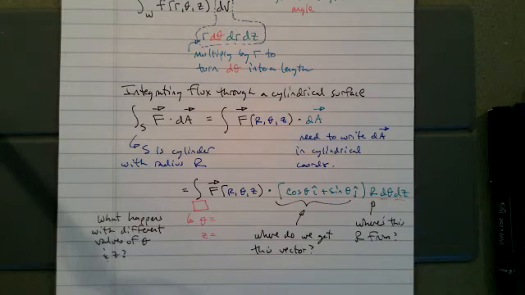This is what I want you to think about when you think about integrating the flux through a cylindrical surface. All we've changed here is how we are describing the surface. That's the key thing to note. All we're changing is how we're describing the surface. That's the change from this formulation to the previous formulation. Any questions?